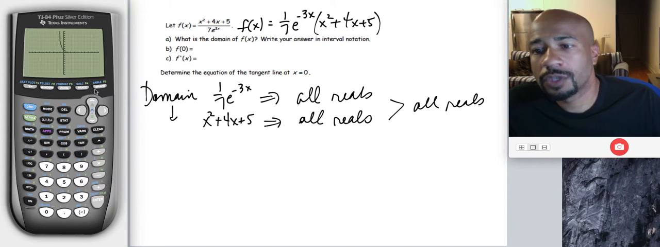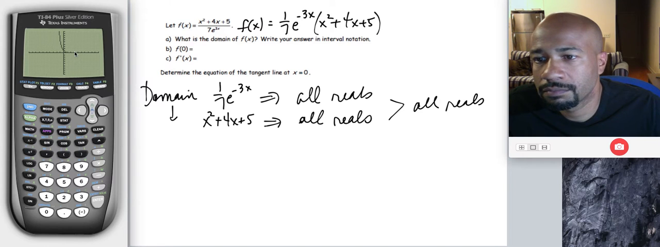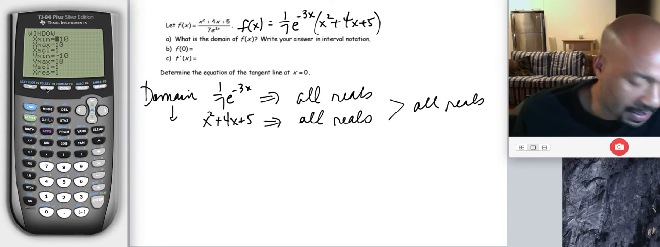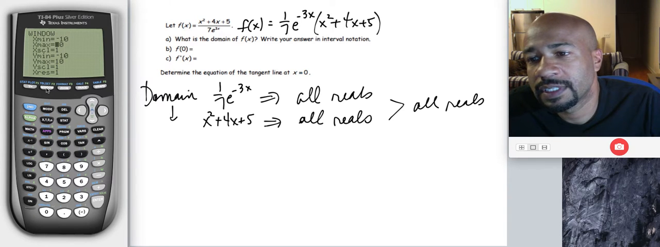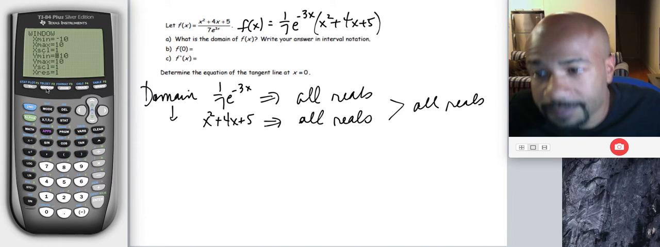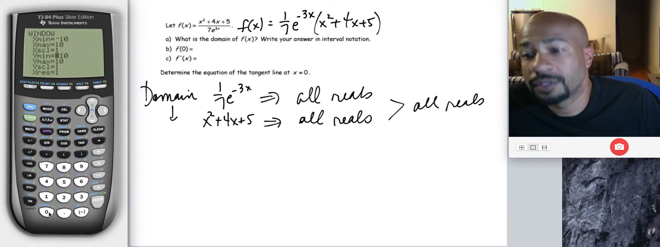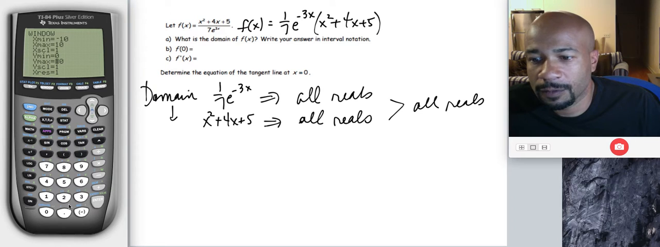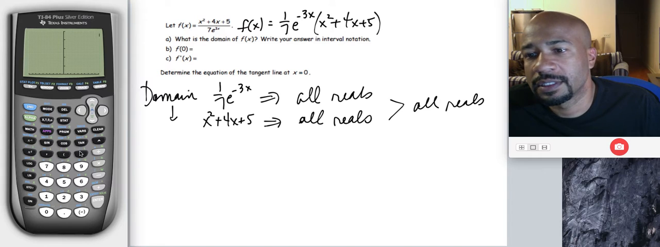Okay, so let me change my window so you can see. So your x max, we'll go negative 10, 10. Let's go negative 5, or 0, right? And then we'll go negative 5, I mean 5. All right, and now let's graph it. Let's see how it looks.